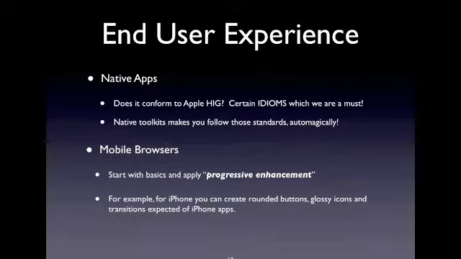Now keep in mind that you can always start from the basics and then apply progressive enhancement, which is a methodology of applying additional style sheets depending on the features which your browser provides. Now, if your browser is a state-of-the-art mobile browser, you can do all kinds of things. For example, for an iPhone, you can create rounded buttons, glossy icons, and transitions which are expected of an iPhone app. So the end user experience, even though for the mobile browsers it'll be somewhat stunted, you can work towards making it look almost like a native app.